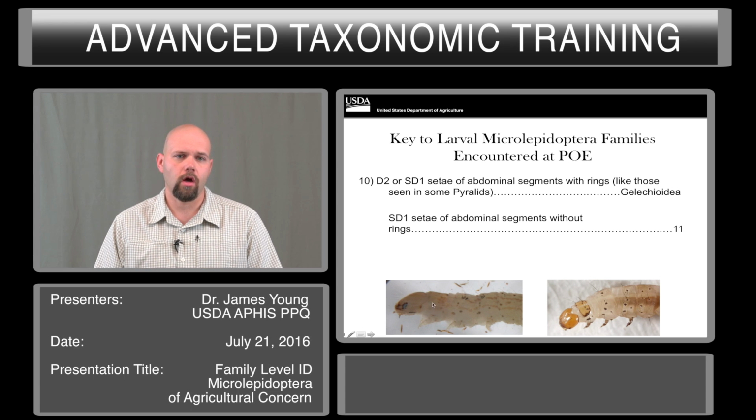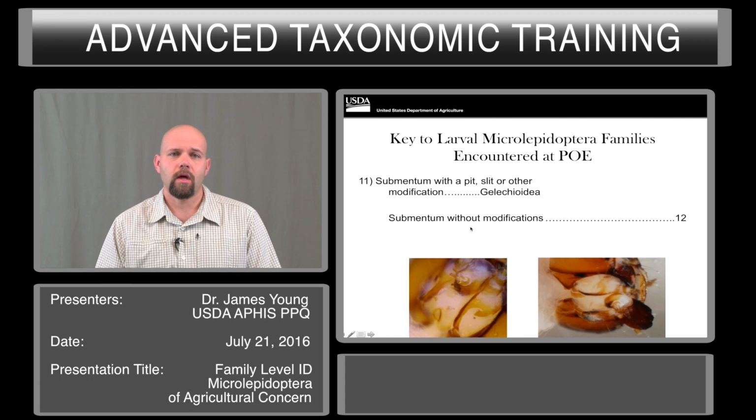But in the earlier couplets, you should be looking at 3 setae here in this L group on thoracic segment 1. Submentum with a pit or other modification, this would be a Gelechioidea. Note that in several of the older keys, this character was used exclusively for Blastobasidae.